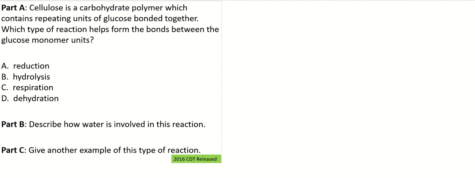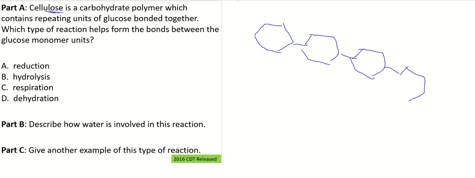Part A, cellulose. I noticed that -ose, that's a carbohydrate. And you should just know cellulose is a polysaccharide. It has hundreds and hundreds of these glucose monomers, and they're found in plants. And they make up the cell wall of plants.